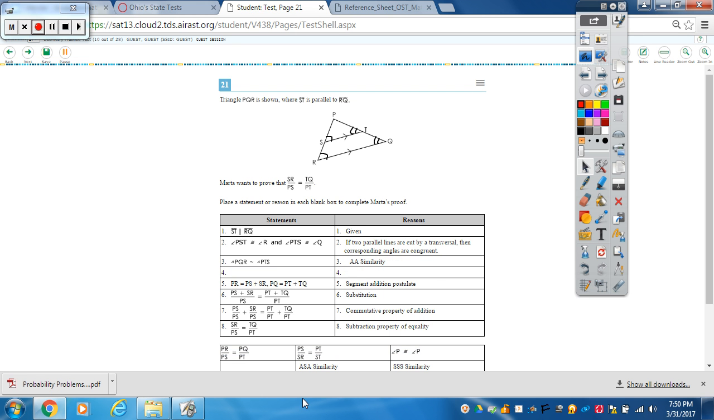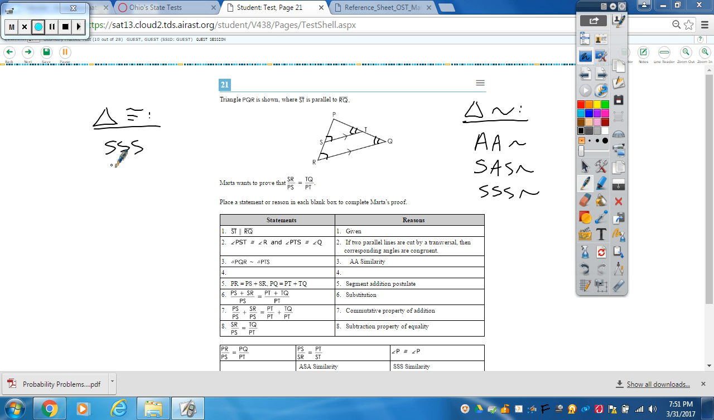Remember how to prove triangles similar. Triangles similar are going to be angle-angle, side-angle-side, or side-side-side. Triangles congruent, if you remember, are going to be side-side-side, side-angle-side, angle-side-angle, angle-angle-side, and hypotenuse leg. So don't forget those ways.